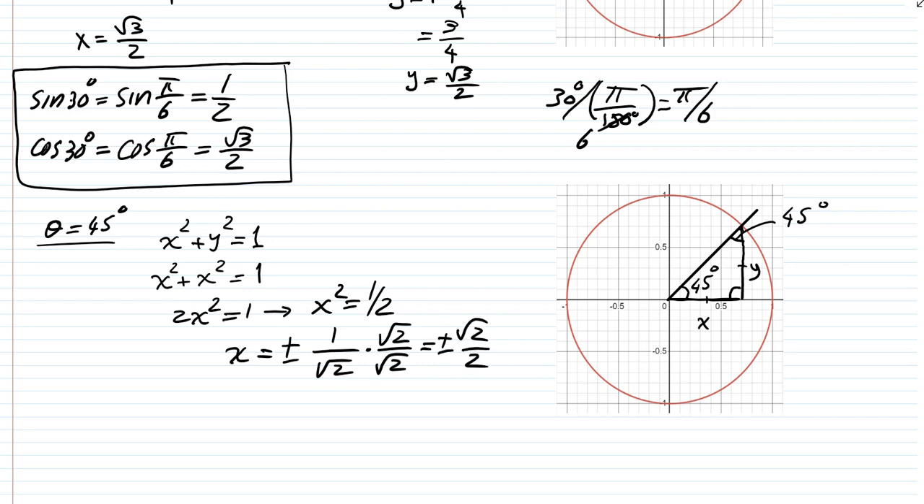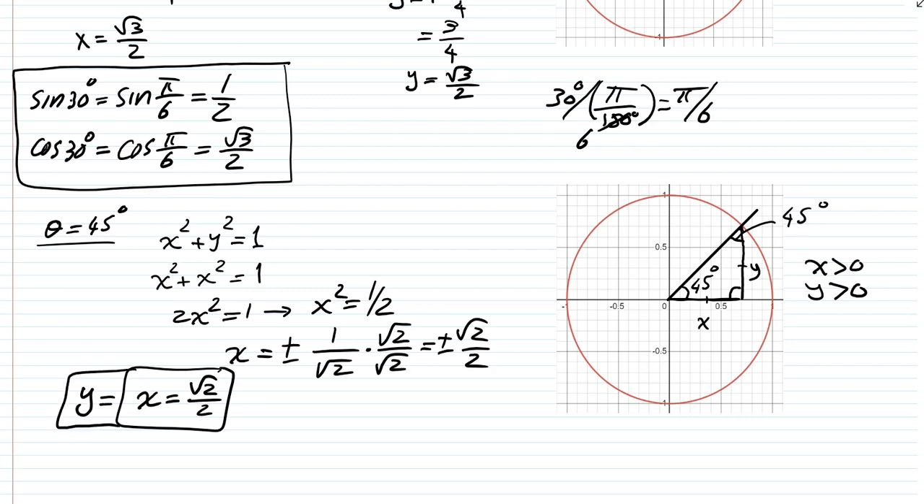Now, because we are in the first quadrant, we know x is positive and so is y. Therefore, we're going to discard the negative value and only accept the positive value. Therefore, x is root 2 over 2, or 1 over root 2. And because x and y are the same, this is equal to y as well. Cool.